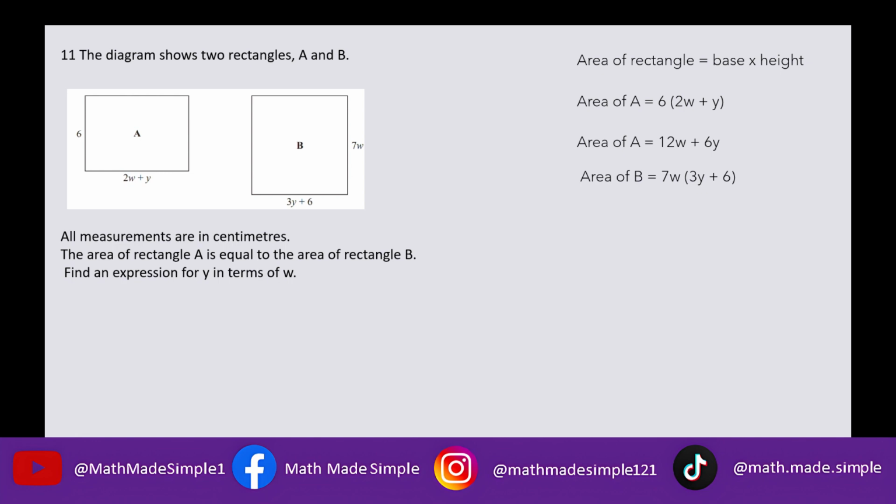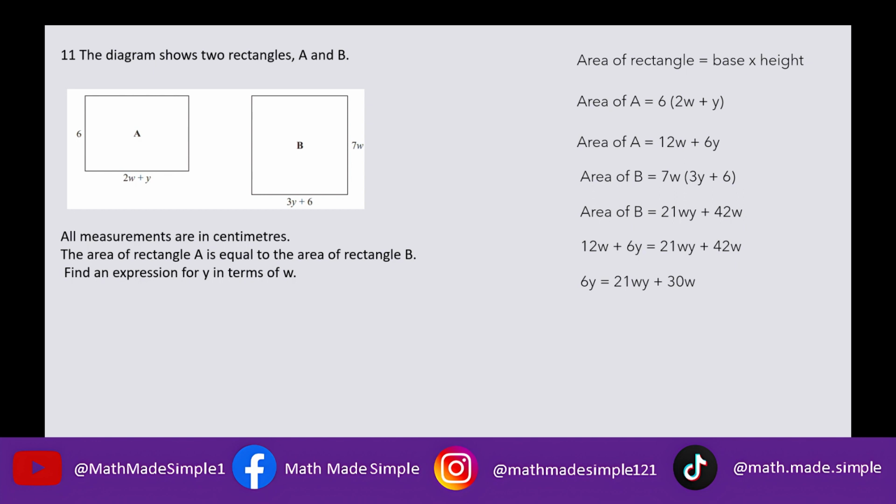And I do the same for B, so that's 7w times (3y + 6), and if I expand that, that will give me 21wy + 42w. As they are equal, I can put them both equal to each other. And now I have w on both sides, so I can subtract 12w to give me 6y = 21wy + 30w.